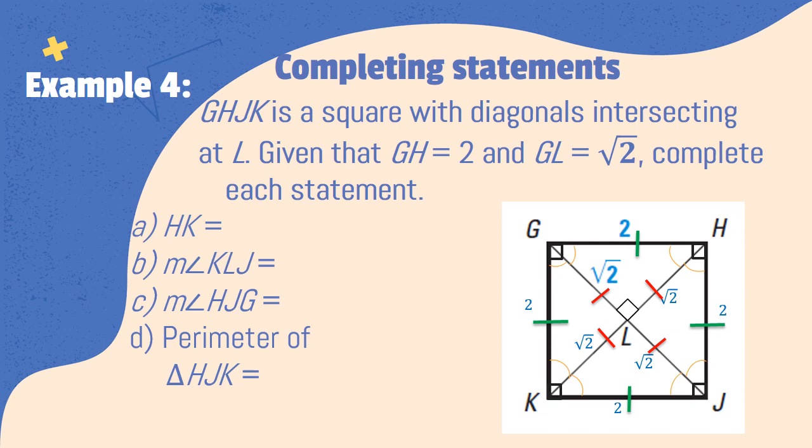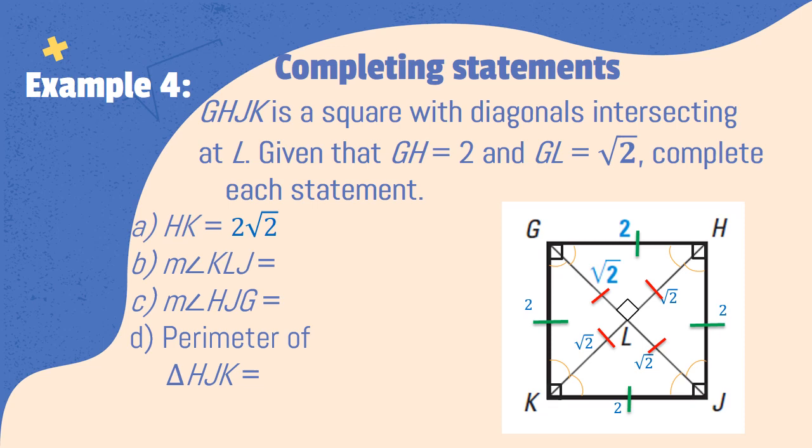What would be the length of the diagonal or of the segment HK? I noticed that the segment HK is formed by the segments KL and LH. So I need to add these two pieces to get the length of the segment KH. And I noticed that the length of the segment KL is square root of 2, and also LH is square root of 2. So if we add them together, what we get is 2 square root of 2. When we add radicals, we add the coefficients, and we keep the radicals. So 1 square root of 2 plus 1 square root of 2 will be 2 square root of 2.